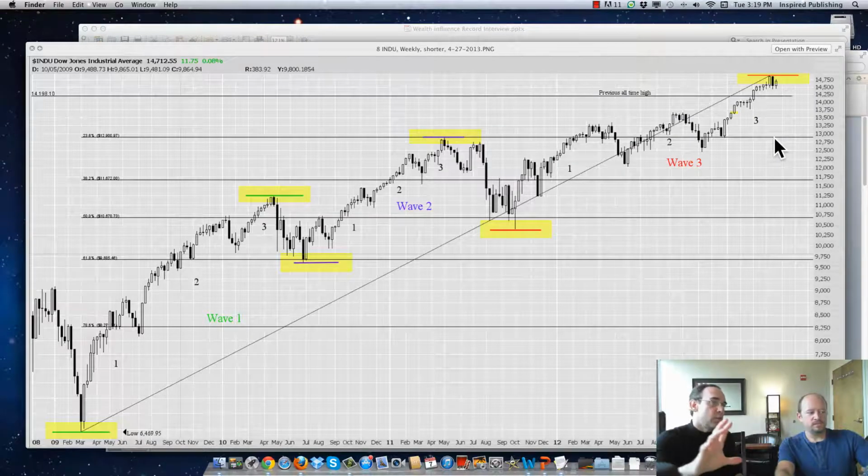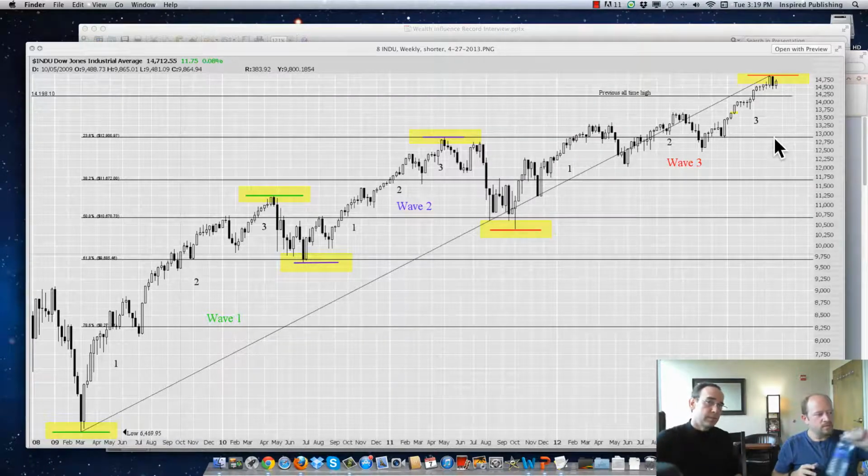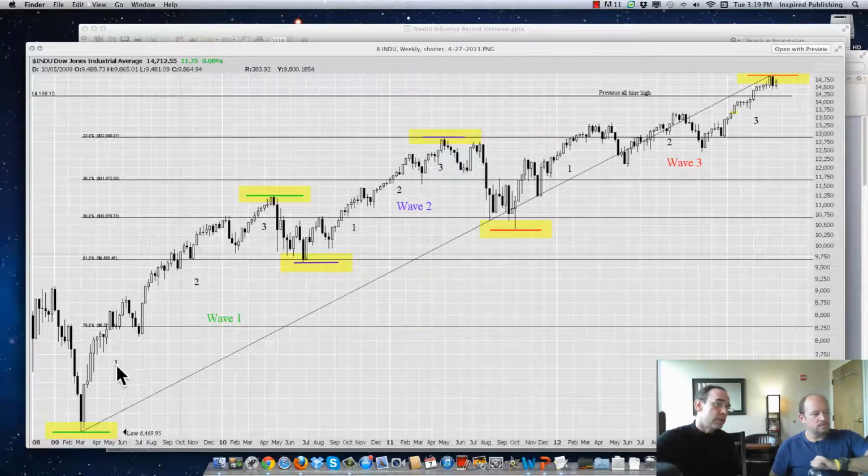Randy, this is actually the weekly view. What we were looking at before was daily charts. This is actually a weekly chart, and we showed this in the previous video that we did. And the point of this was, here are those 3 large waves forward after the bottom of March of 2009.